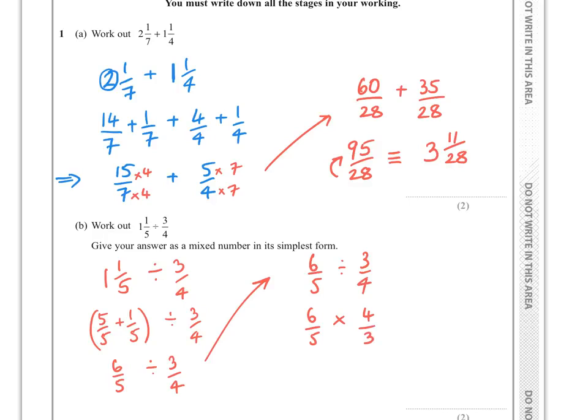So look carefully here. 6 divided by 3, that's 2. So we can cancel that down. So we'd have 8, and this would be a 1 here, 8/5. And you've got to write this as a mixed number, and that would be 1 and 3/5.